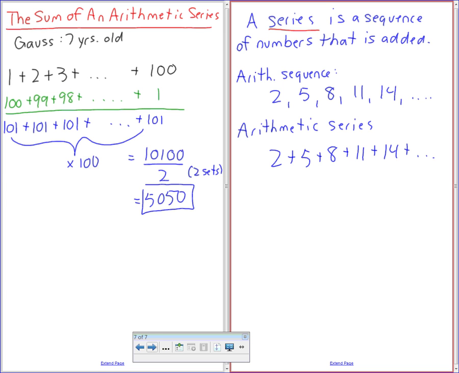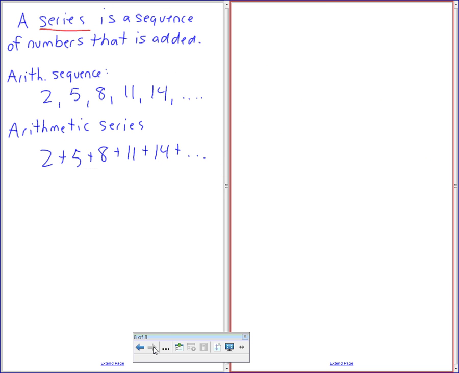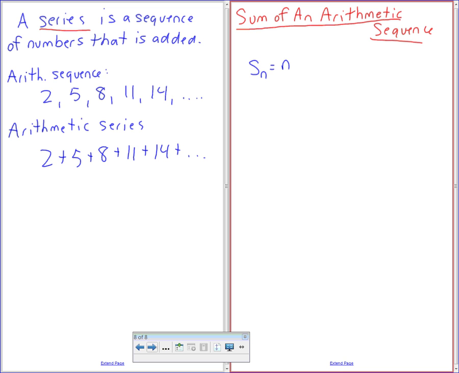So the sum of an arithmetic sequence, the equation is, okay, we're going to use Mr. Gauss's formula right now. So we're going to say Sn equals n times T1 plus Tn over 2. I should call it T1 plus Tn.